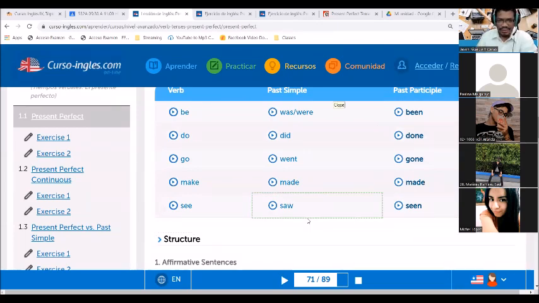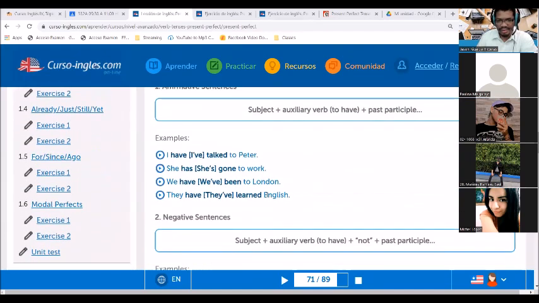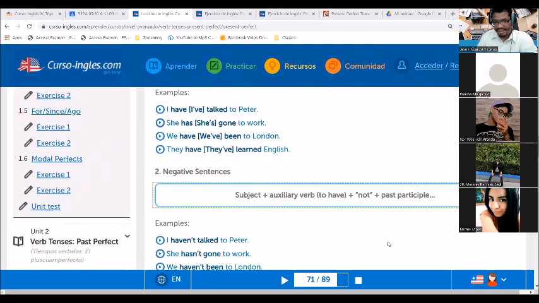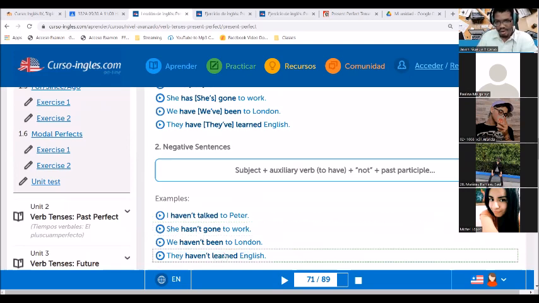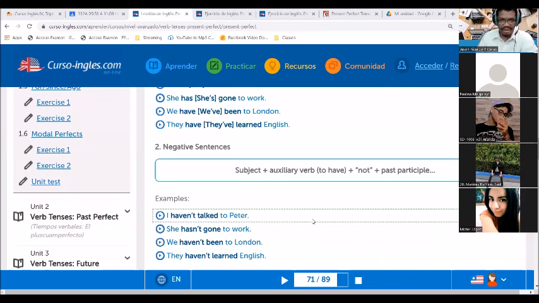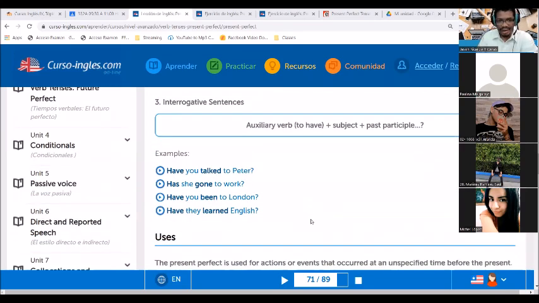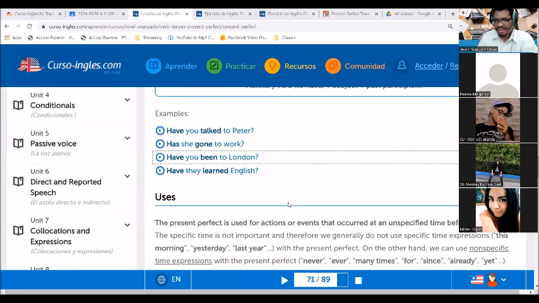Now, structurally for affirmative sentences, it's have or has and your verb. If it's negative, then you put the not in between the have and the verb, or you can contract it and put it like haven't or hasn't, then your verb. And of course, for questions, you start with your auxiliary, which is the have or has, then your subject, then your verb. All right, let's dive into the uses.